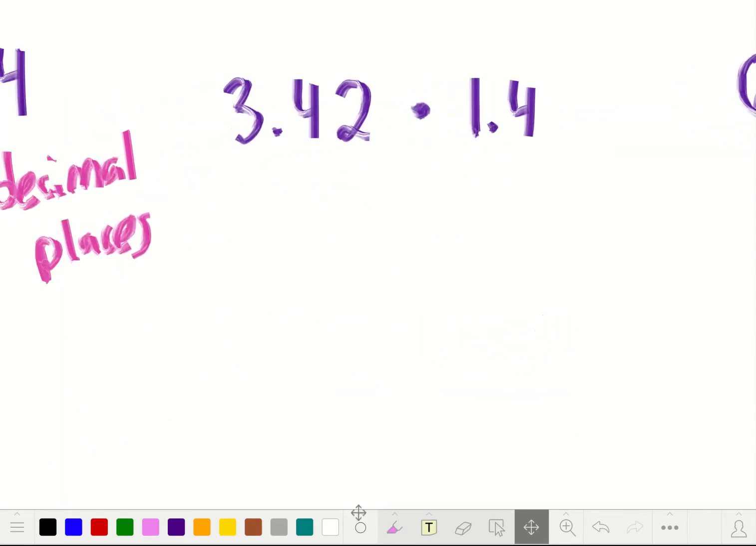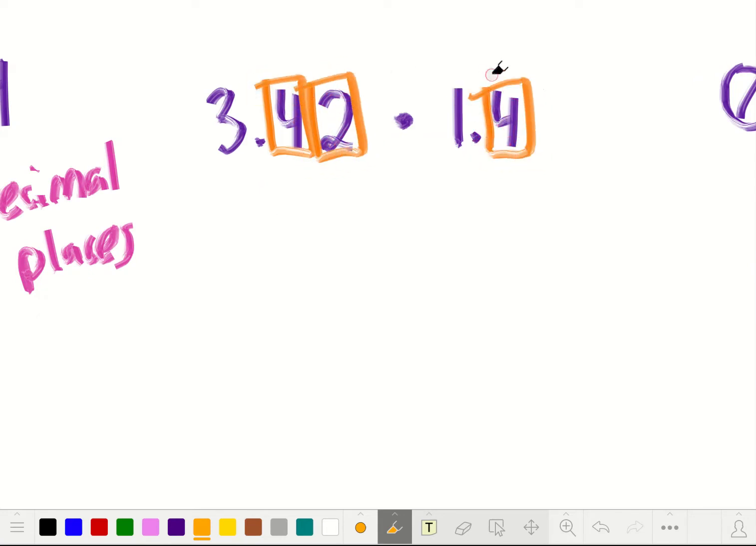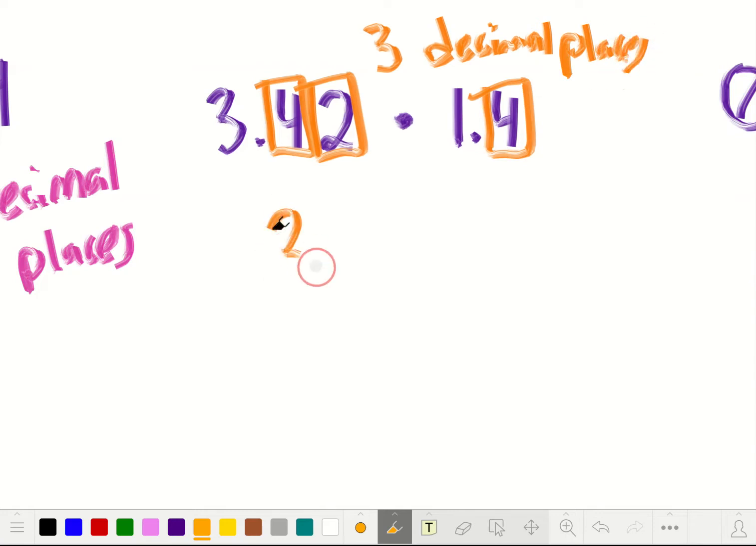All right, here we have another example. So even before I start writing the problem, I can count the decimal places. I see 1 right here, 2, and 3. So now I know my product is going to have 3 decimal places. It's going to be in the thousandths. So let's go ahead and do the problem.